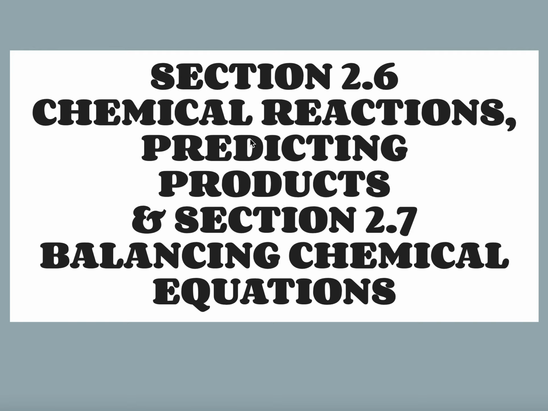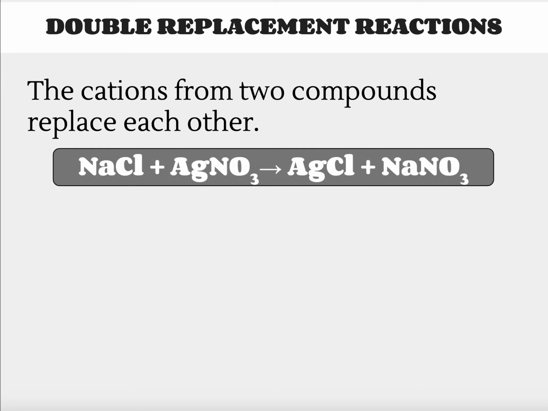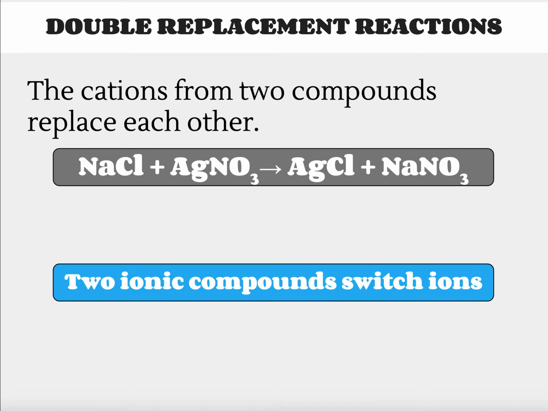All right, today we're going to be focusing on predicting products. Before we get going there, what we're going to be focusing on with predicting products is specifically double replacement reactions. A double replacement reaction is when you have two compounds, so here we have sodium chloride and silver nitrate, and the ions are going to replace each other.